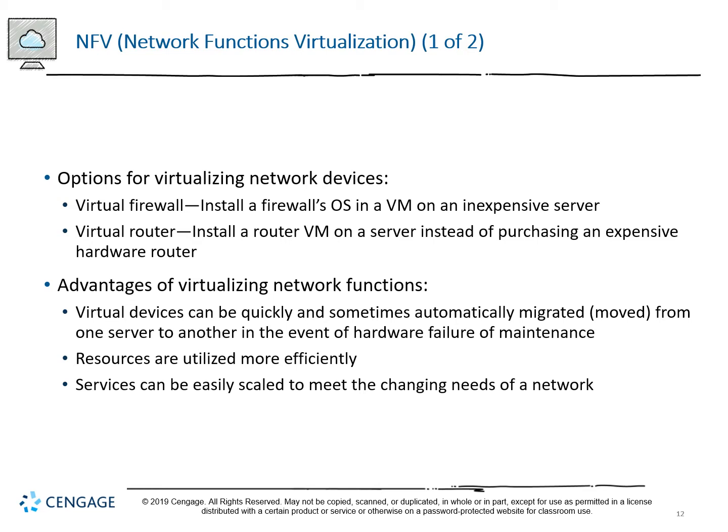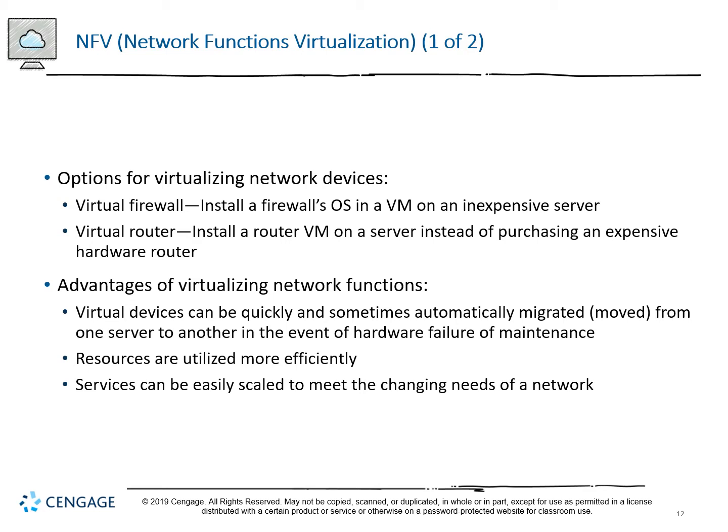Now, there are some options we have for virtualizing network devices. This is part of what's called NFV, or Network Functions Virtualization. We can use a virtual firewall, which is where a firewall's OS in a VM can be installed to an inexpensive server. A virtual router, this is where you install a router VM on a server instead of purchasing an expensive hardware-based router. The advantage here is that virtual devices can be quickly and sometimes automatically migrated from one server to another if something fails, or if we have a maintenance situation where we have to switch out a hard drive, or if we're trying to expand, things like that.